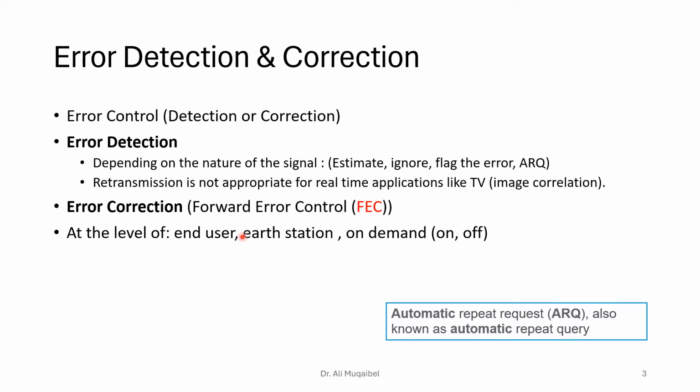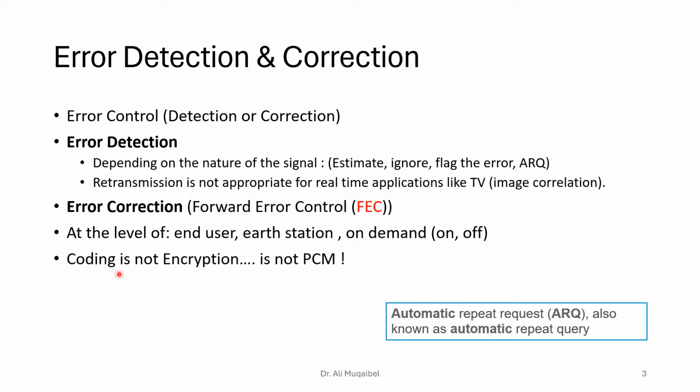At the level of the user, we can have error correction between the two users, or it could be between the earth stations, or it could be on demand. Sometimes we turn it on, sometimes we turn it off. So all these are possible. You have one code between the end users, one code between the earth stations. So it depends on who is using that code.